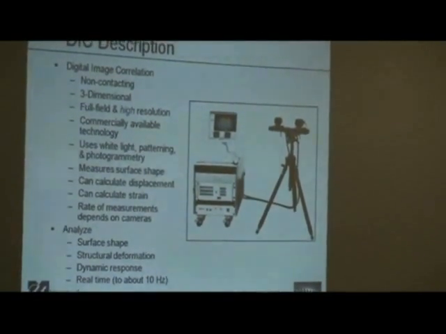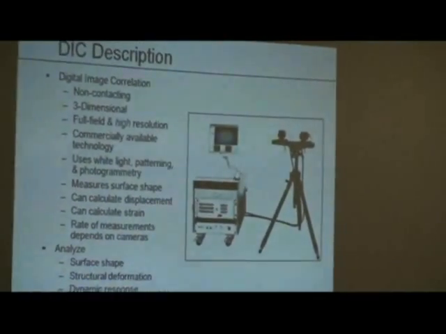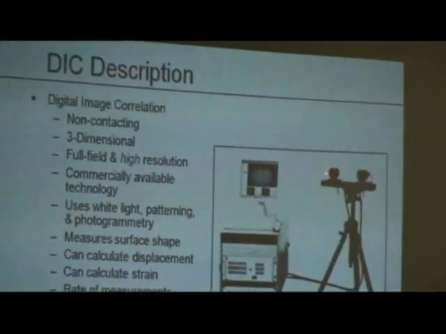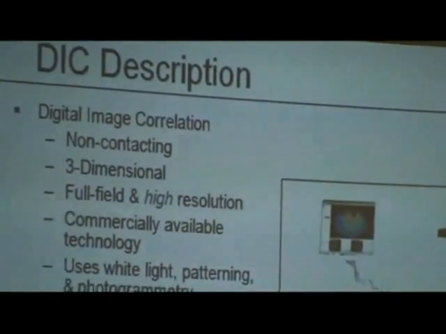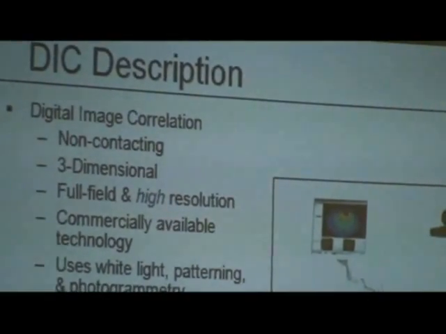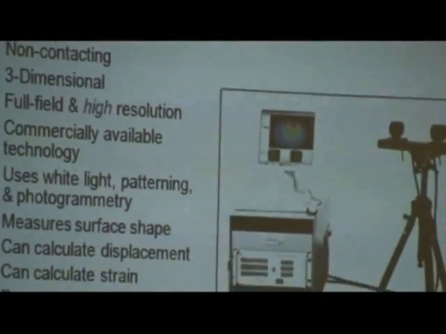So let me talk to you about digital image correlation. First of all, it is a three-dimensional non-contacting measurement technique. It relies on a pair of stereo cameras like this. Commercially available systems exist and are sold. We're using one. This is a system that we use called Aramis.